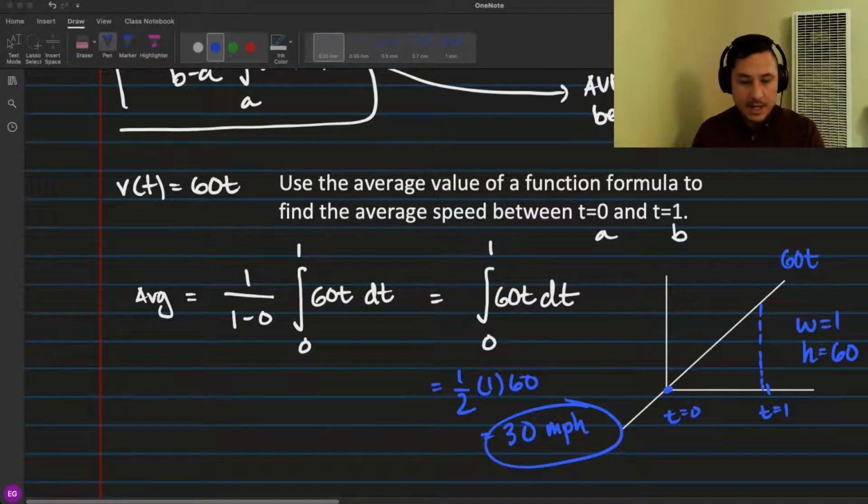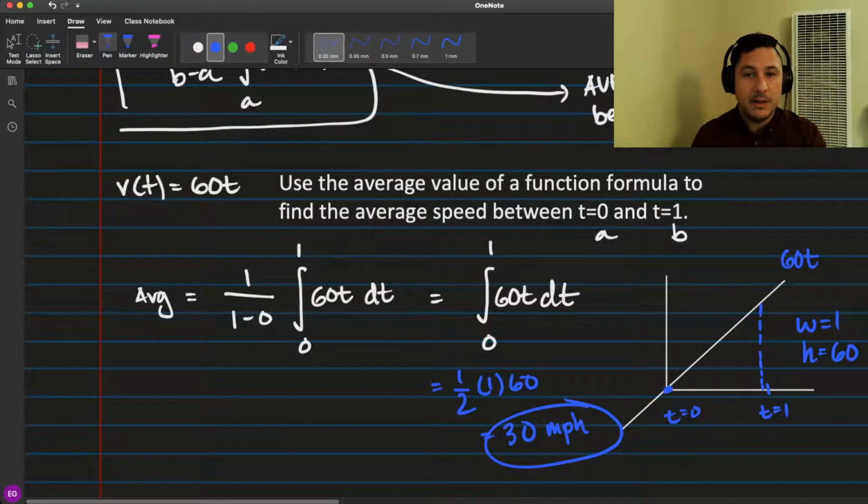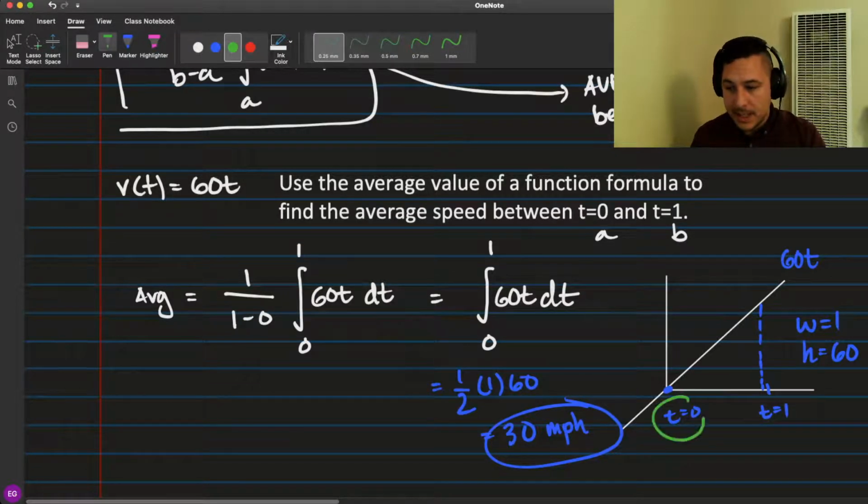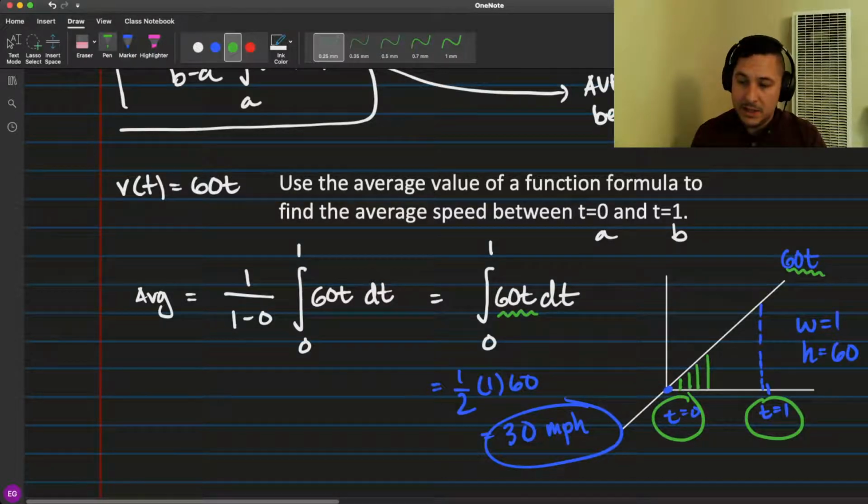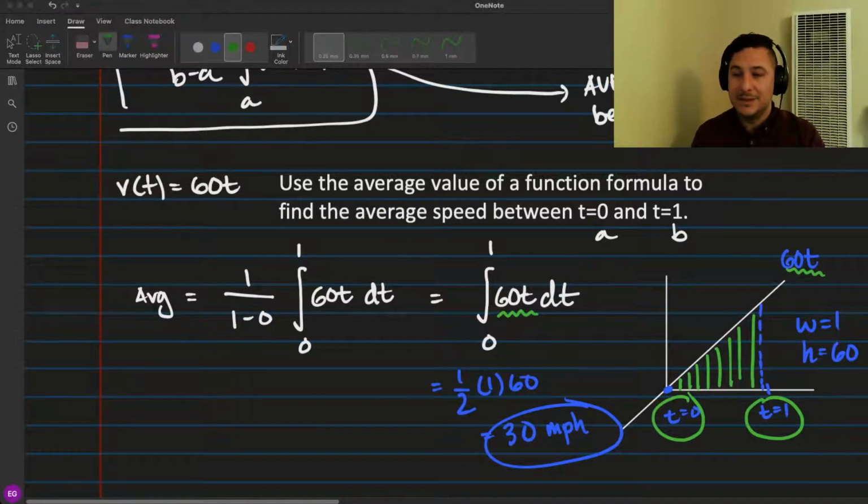Oh, because, okay, so the integral is, you need to find the area under the curve, right? So I'm integrating from 0 to 1. That's why I have 0 right here and 1 right here. My function is 60t, which is why I've got 60t for my function right here. Now, that means I get this shape in green. What shape is this? And what's the area of a triangle? 1/2 of the base times the height. Does that make more sense?